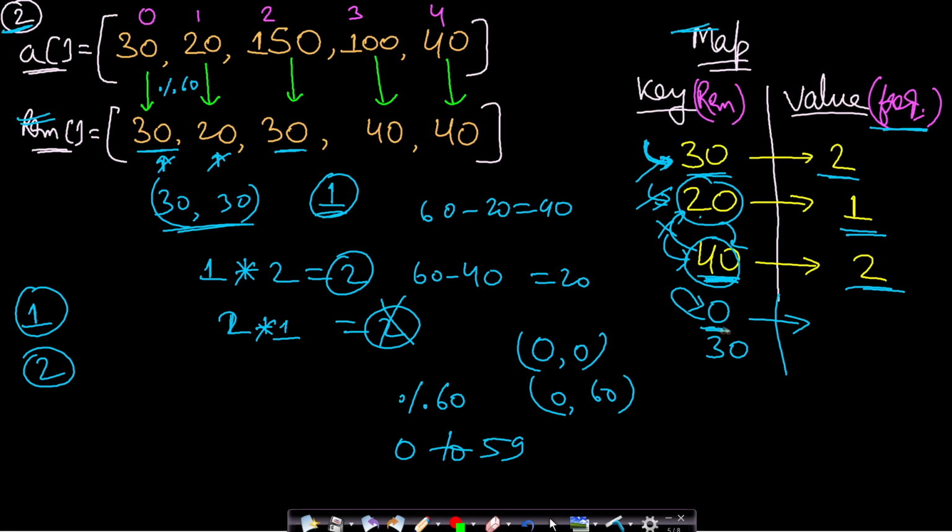So 0 will make a valid pair with itself, so the count value should be greater than 1. The same goes for 30. 30 will make a pair with itself and the count value should be greater than 1 in order to make a valid pair. But how to count the number of pairs formed by 0 or formed by 30?